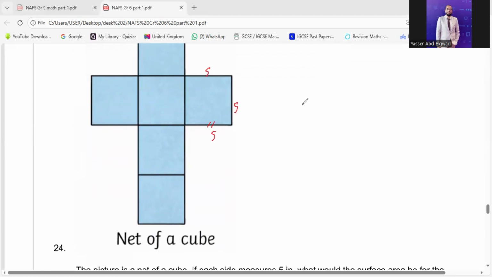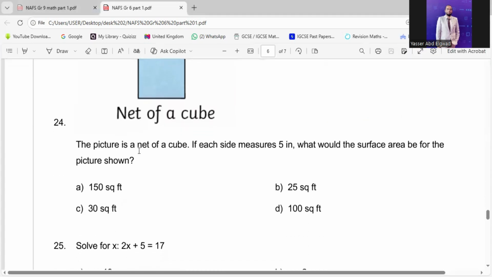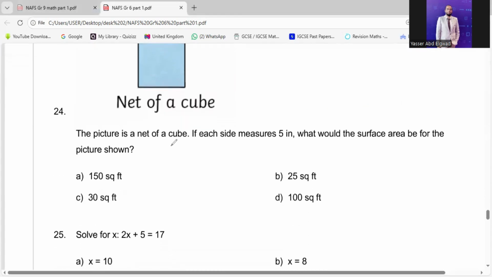You know the area is side multiplied by side, and 5 multiplied by 5 gives 25. Each square is 25. How many squares? If you count them, 1, 2, 3, 4, 5, 6. So 6 multiplied by 25, the final answer is 150 square centimeters. This is how to count and find the total area. Here the measurement unit is like centimeter; it could also be 150 square feet.